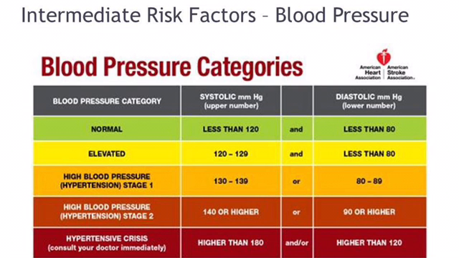Now we'll take a look at blood pressure as an intermediate risk factor. So blood pressure, of course, is a very common risk factor for heart disease, stroke, and diseases of the kidney as well. It's believed that of individuals who have their first heart attack, 7 in 10 of them have high blood pressure. And individuals who have their first stroke, 8 in 10 of them have high blood pressure.